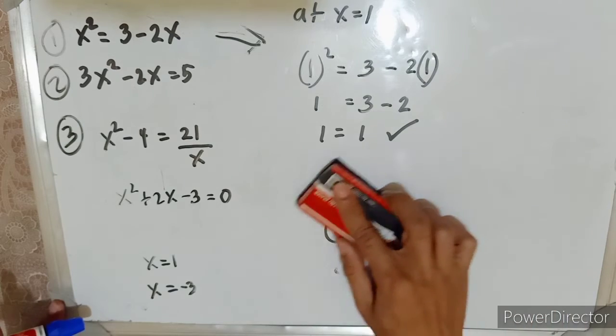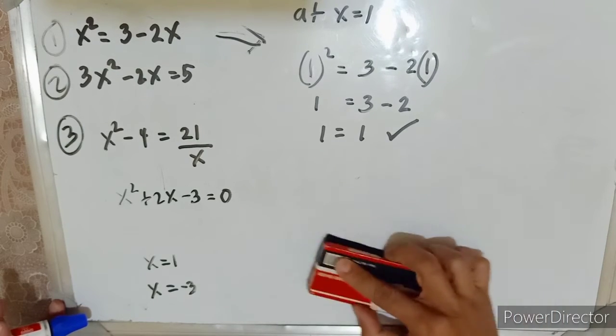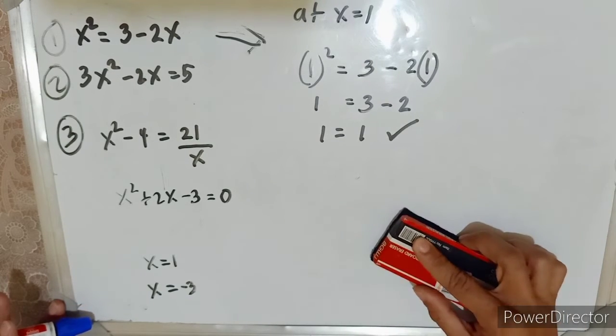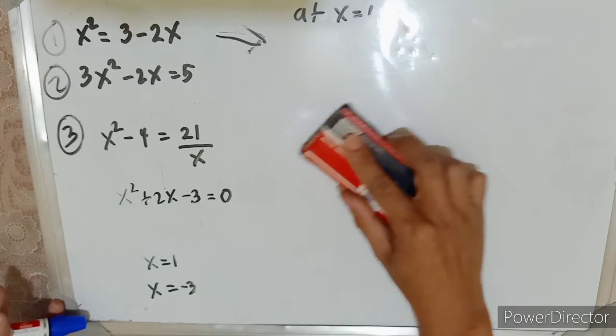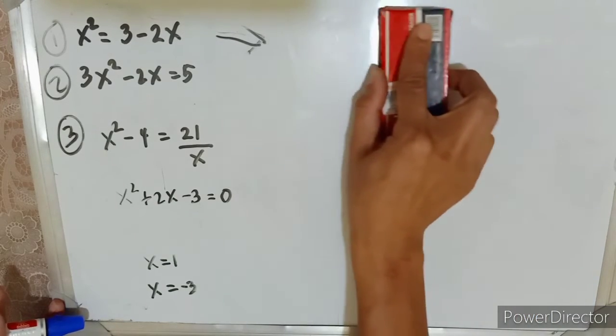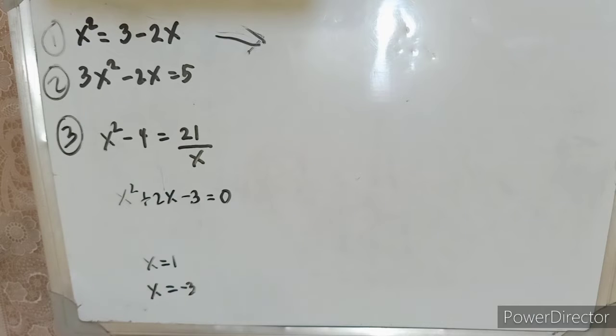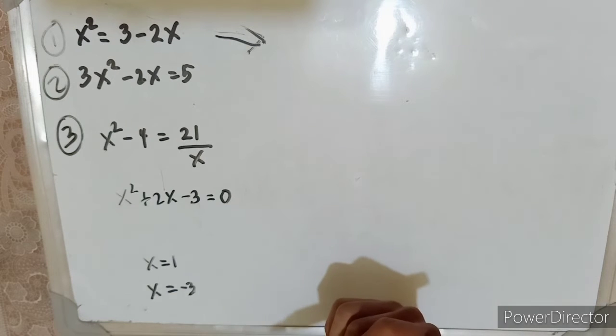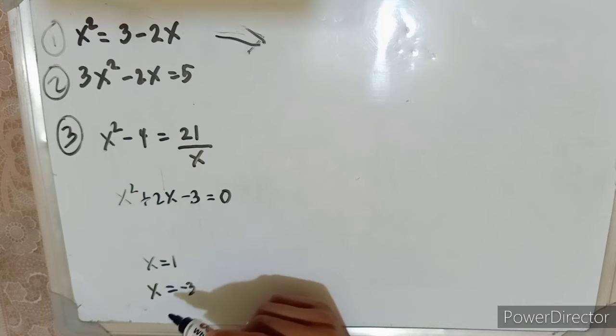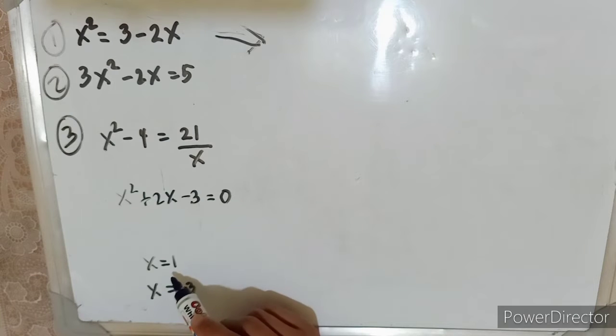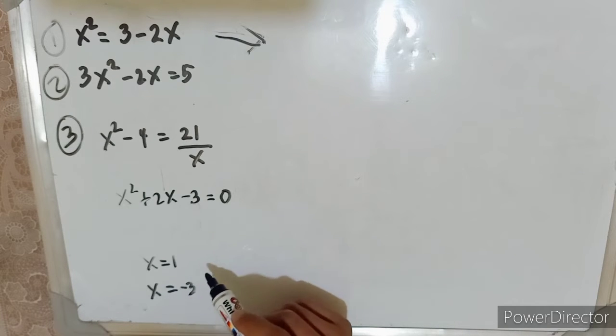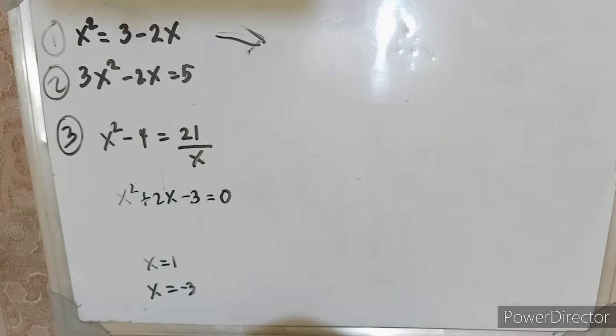Okay, now let us go to completing the square. By using completing the square, gagamitin natin itong value ng x na 1 and negative 3. What I mean to say is, dapat mapalabas natin ang value na x is equal to 1 and x is equal to negative 3 by using the completing the square.